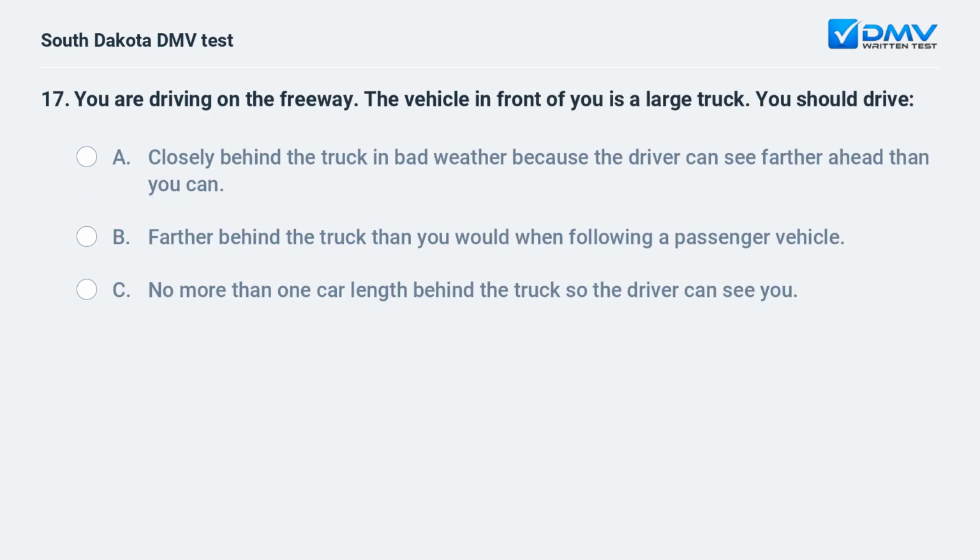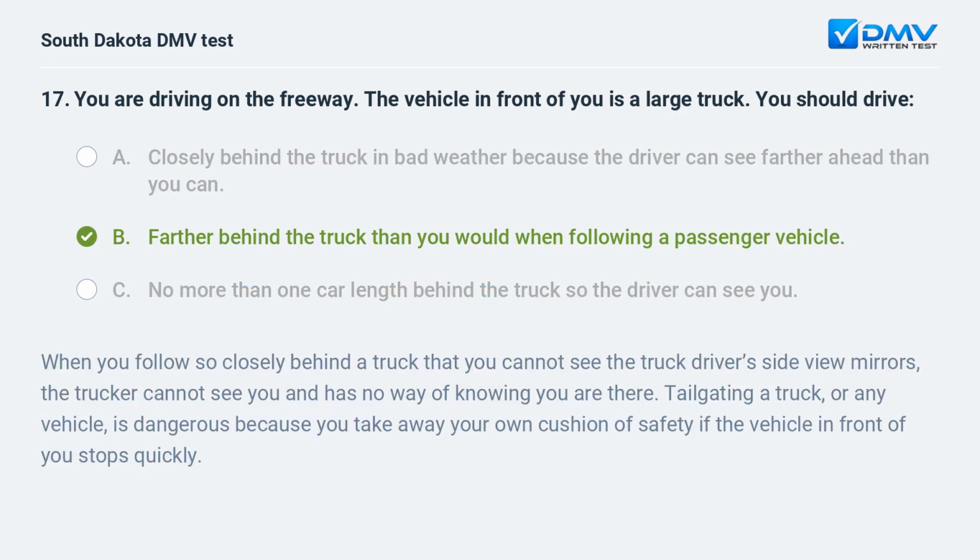You are driving on the freeway. The vehicle in front of you is a large truck. You should drive A. Closely behind the truck in bad weather because the driver can see farther ahead than you can. B. Farther behind the truck than you would when following a passenger vehicle. C. No more than one car length behind the truck so the driver can see you. B. Farther behind the truck than you would when following a passenger vehicle.